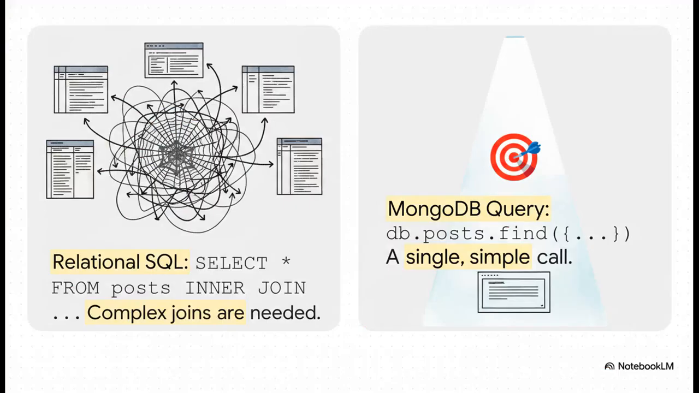And this just shows you the difference in a nutshell. On the left, you've got this typical, kind of messy SQL query with multiple joins just to find posts about politics. But look at the right, the MongoDB query. It's this single, simple call that basically says, hey, find me all the posts where the tags list includes politics. It's clean, it's easy to read, and it's incredibly powerful.